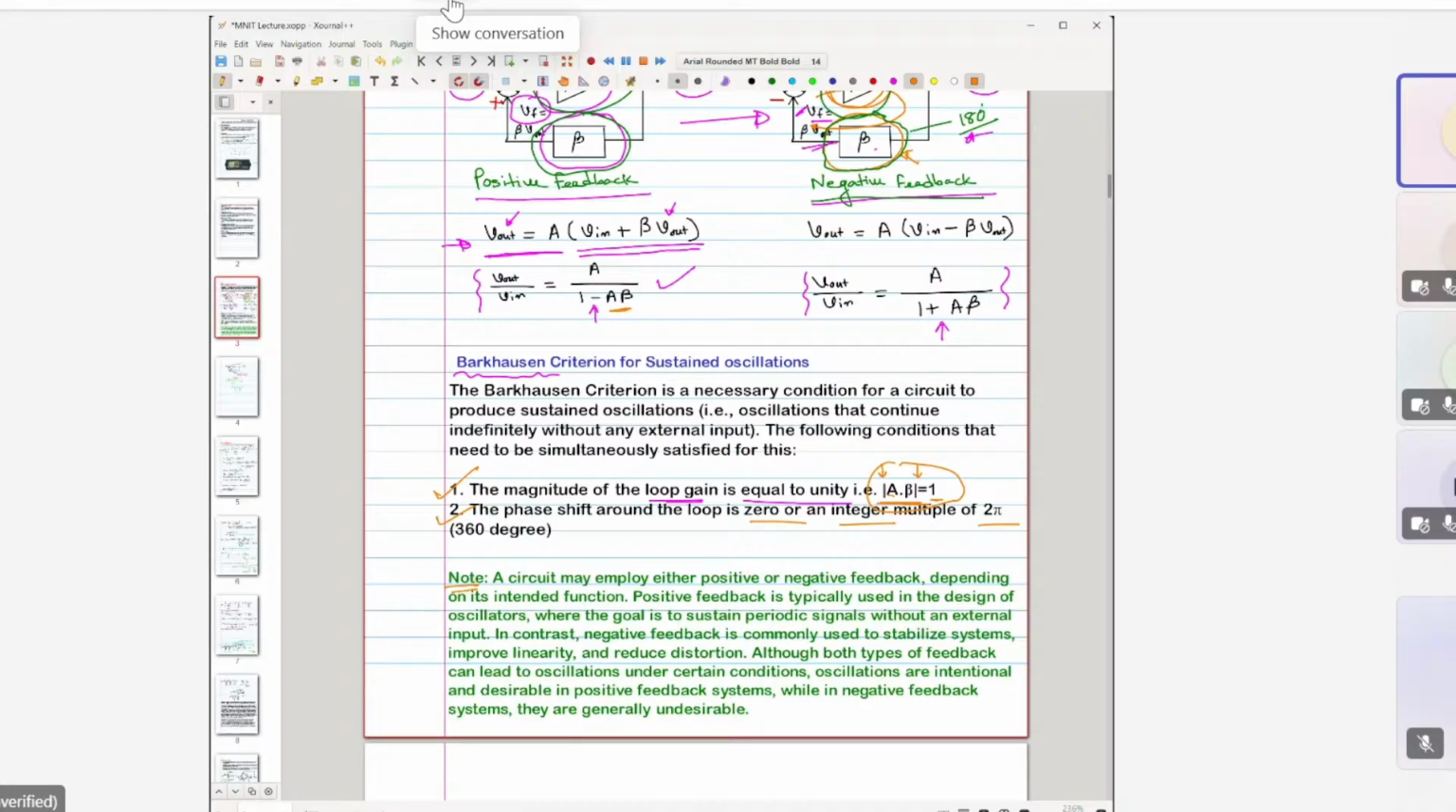However, both types of feedback can be used to design these oscillators. Okay. So both positive feedback and negative feedback can be used for designing oscillators. However, most preferably and typically, the positive feedback is used for designing these oscillators.